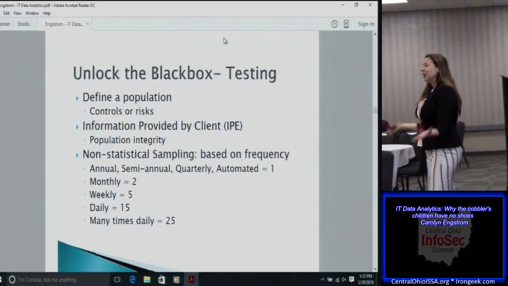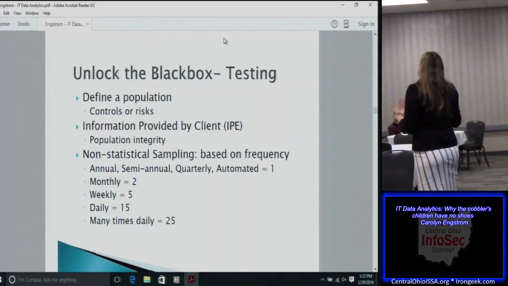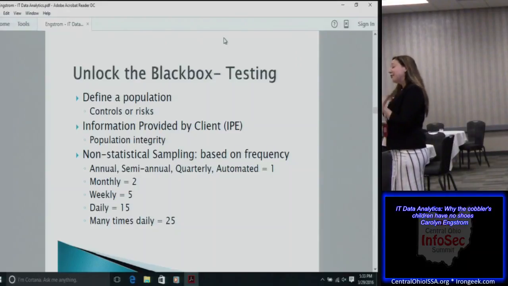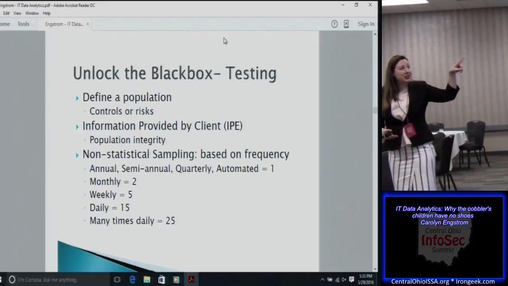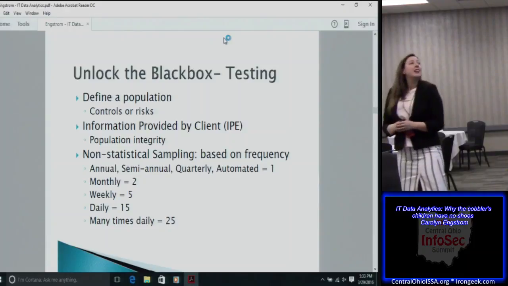And the reason that I go through the minutiae here is that you have to understand how your auditors are doing these things, and you have to understand why. So when they're doing tests of IPE, they're testing to make sure that the population is complete and accurate. And that's what you need to do before you continue on with data analytics.